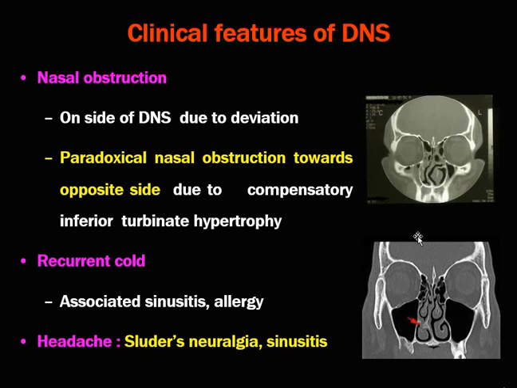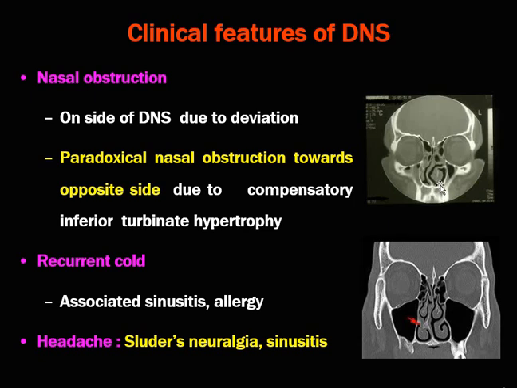It usually happens on the side of the DNS due to the deviation. You can see here, this is the deviation, so the patient will have right side nasal obstruction in this case. And there is the next term called paradoxical nasal obstruction towards the opposite side due to compensatory hypertrophy of the inferior turbinate. And what is the paradox? The paradox is that the patient is not aware of the obstruction on the deviated side because, as you know, the patient is having obstruction for a long time due to DNS.